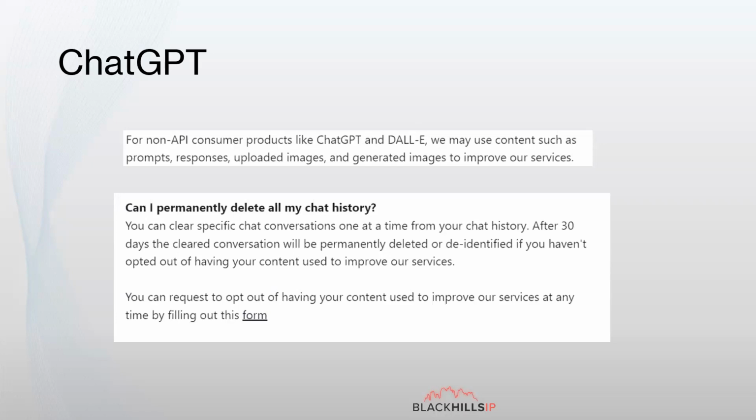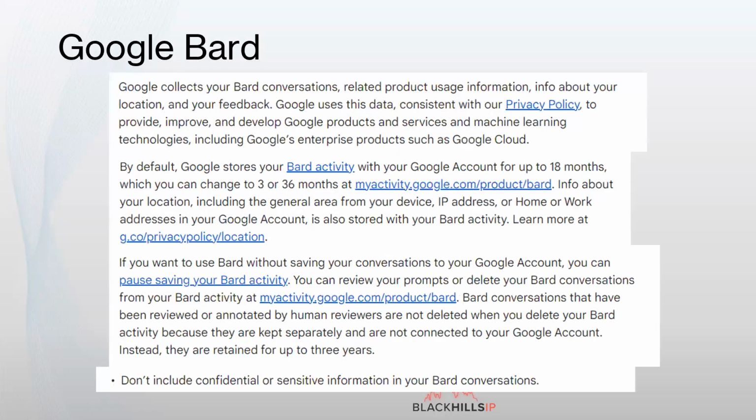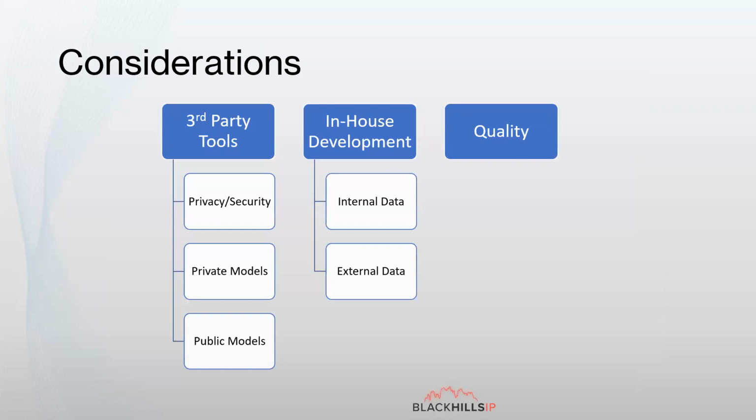Google's Bard, which is their kind of version or competitor to ChatGPT. I won't go through all of the details here, but the last bullet point, I think, is the most poignant. Don't include confidential or sensitive information in your Bard conversations. I think that really gets to the point and would be the recommendation that I would push along as well. Unless you know that it's not going to be reused to train public models, that your data is not going to be used for some other purpose, don't share confidential or sensitive information.